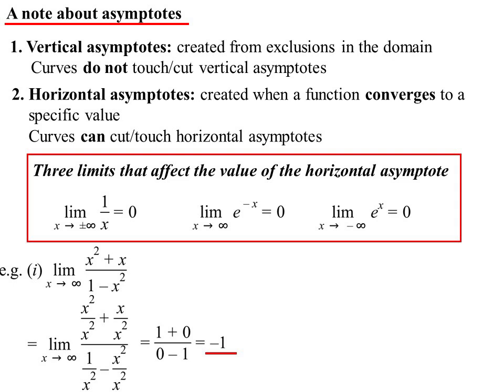Coefficient of x squared on the top is 1, coefficient of x squared on the bottom is negative 1, 1 on negative 1, negative 1.